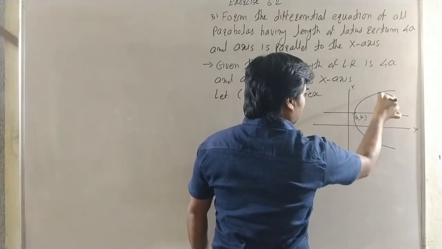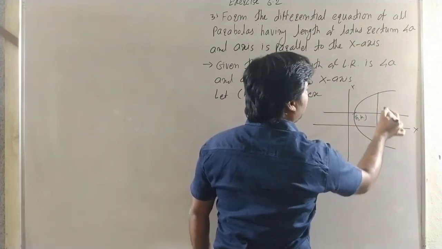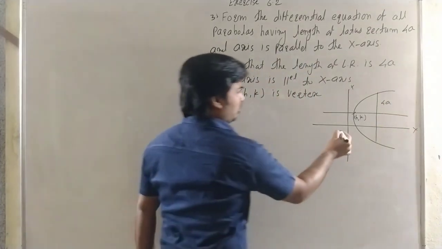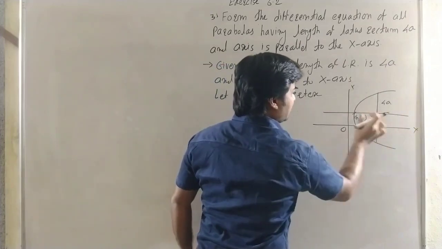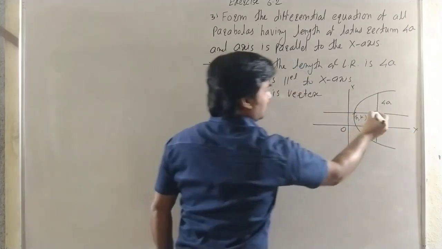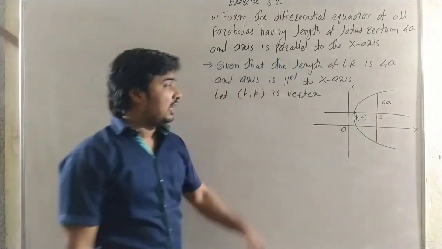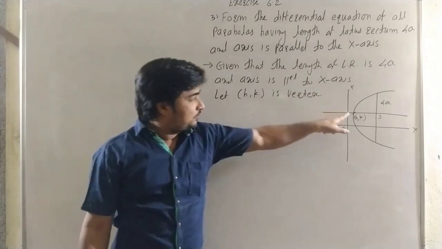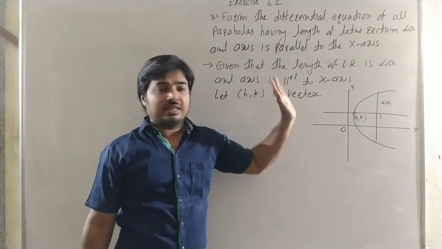And the length of latus rectum is given. It is 4a. Okay, it is a parabola. It is the origin. It is the y-axis. It is the x-axis. It is the vertex. And it is the axis of the parabola. And here it is the focus. Okay, the axis is parallel to the x-axis.